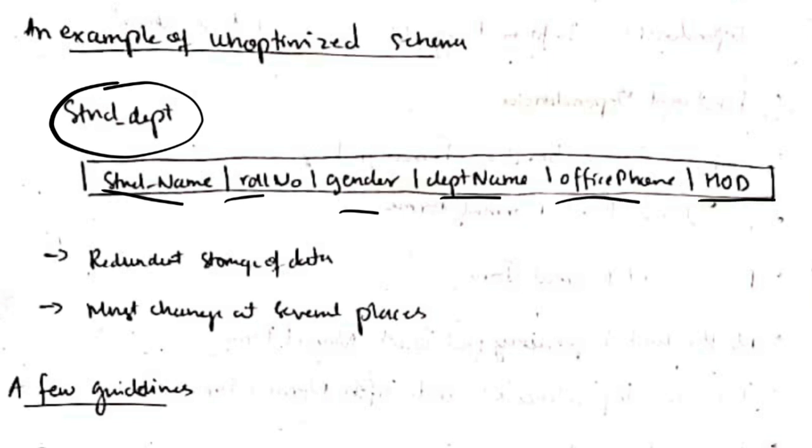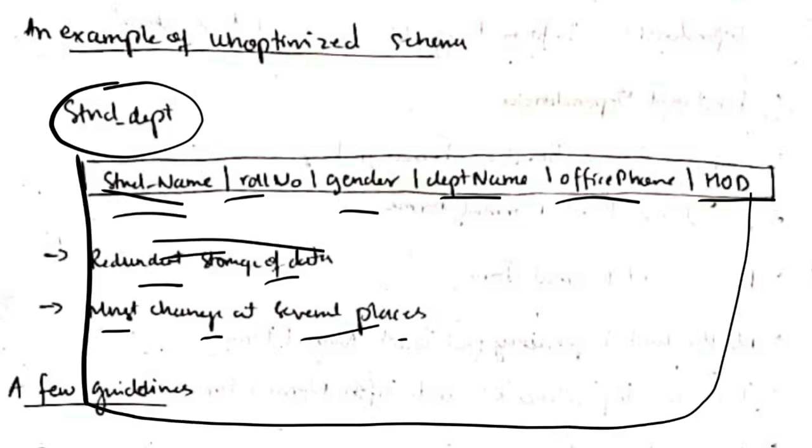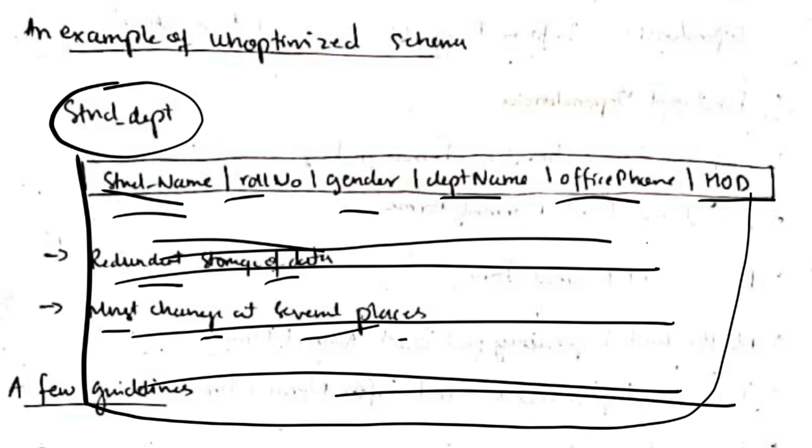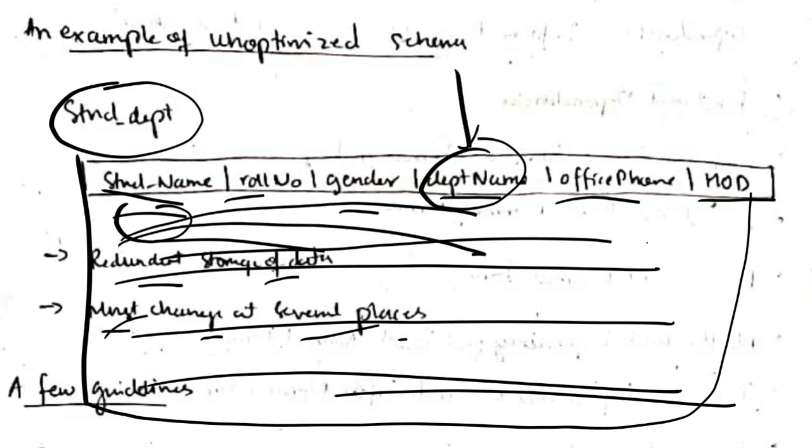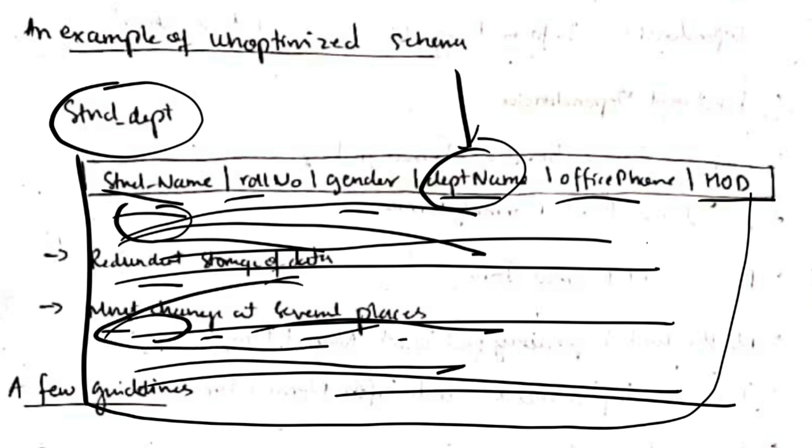It has a redundant storage of data and must change at several places. If this is the data and it has many rows, with every value filled in, and you have to change the department name for each student in the same department, you have to change it in many places, here also, here also, here also. So that is one disadvantage.